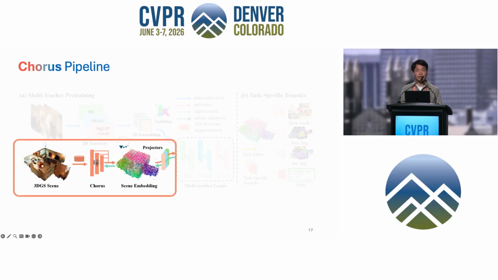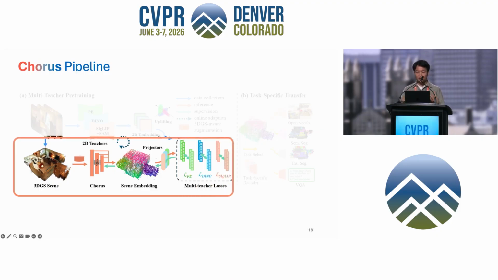Step two is our 3D encoder training. The input to Chorus is the Gaussian scene itself, that is centers, colors, opacity, scale, rotation. The encoder produces compact scene tokens, as well as per-Gaussian embeddings. That is the representation we will reuse downstream.